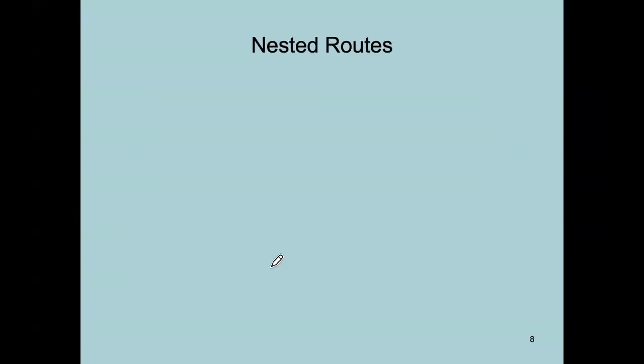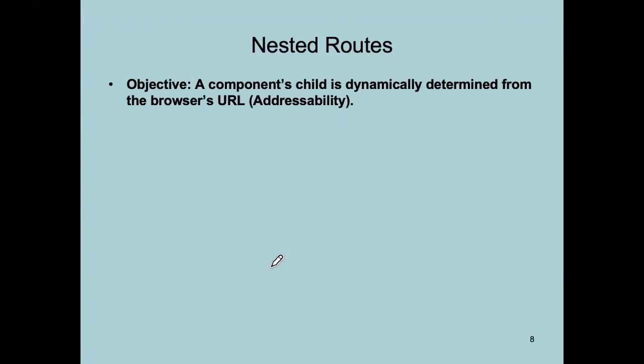Now, nested routes. The routing configuration that we've seen, we have put at the very top component in our hierarchy. But you can have routing logic buried within your own custom components. And if we do that, we refer to those routes as nested routes. My objective is, this is when you would use nested routes, when a component's child is dynamically determined from the browser's URL.